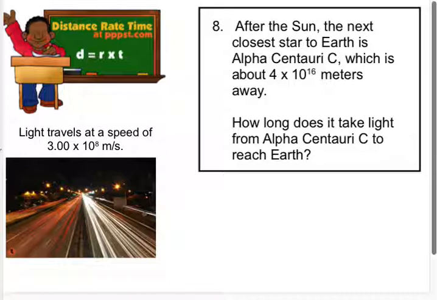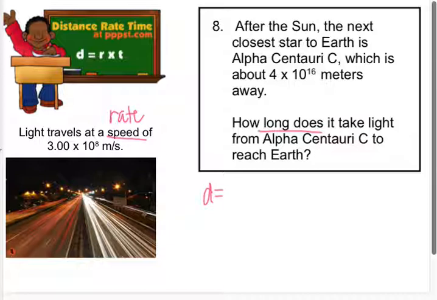Example 8. After the Sun, the next closest star to Earth is Alpha Centauri, which is about 4 times 10 to the 16 meters away. How long does it take the light from Alpha Centauri to reach Earth? Well, in this case, we're going to be using the equation distance equals rate times time. And they also tell us that light travels at a speed of 3.00 times 10 to the 8th meters per second. Speed is just another word for the rate. If I travel at 60 miles per hour, that's the rate. It's also the speed.